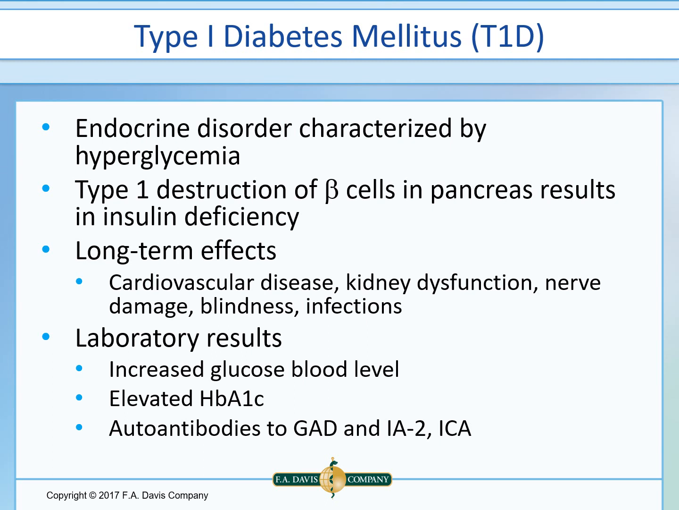Long-term effects of patients suffering from diabetes type 1 include cardiovascular disease, kidney dysfunction, nerve damage, blindness, and infections. Laboratory results observed with patients with type 1 diabetes include increased glucose blood levels, elevated hemoglobin A1C, which is a glycosylated form of hemoglobin made when the protein combines with glucose. The hemoglobin A1C level correlates with the average plasma glucose concentration over a period of 2 to 3 months prior.